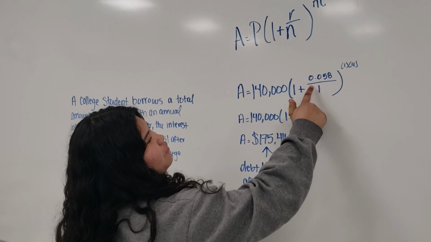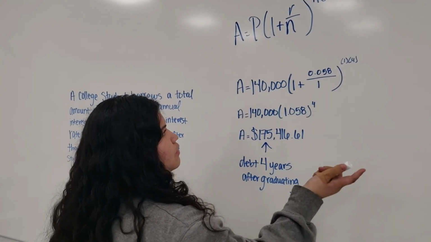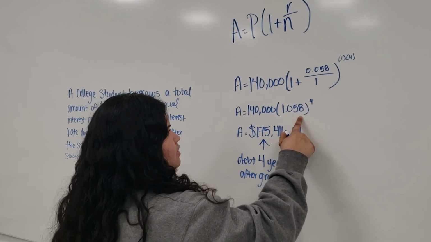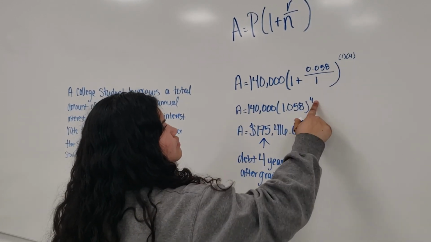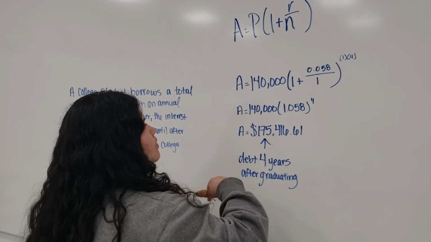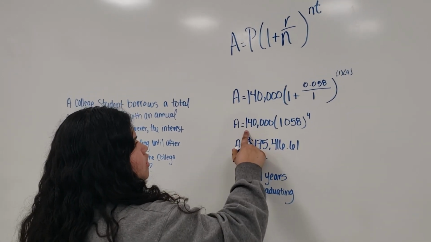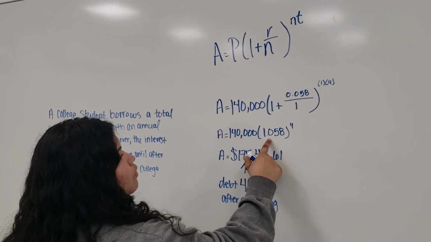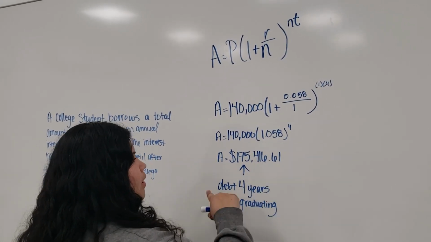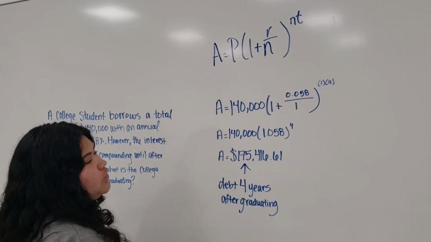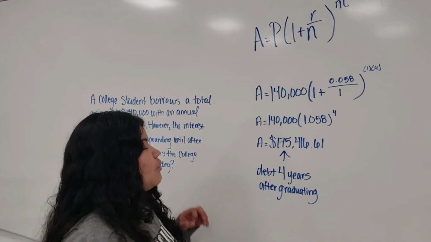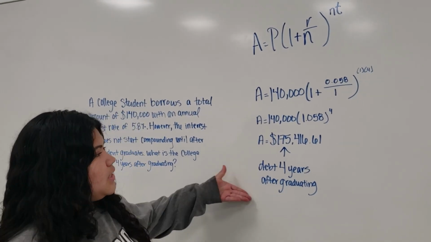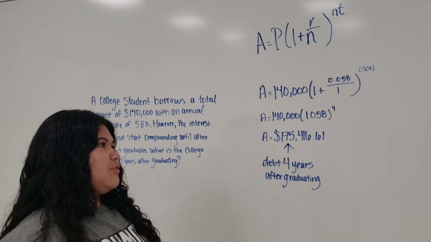So 0.058 divided by 1 is just 0.058, and you add 1, which is 1.058. And then 4 times 1 is 4, so it'll be raised to the 4th power. And you would just, in your calculator, put 140,000, parentheses, 1.058 raised to the 4th power, and you would get a whopping $175,416.61, which would be the debt 4 years after graduating.